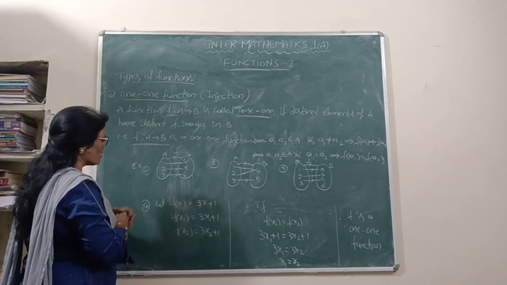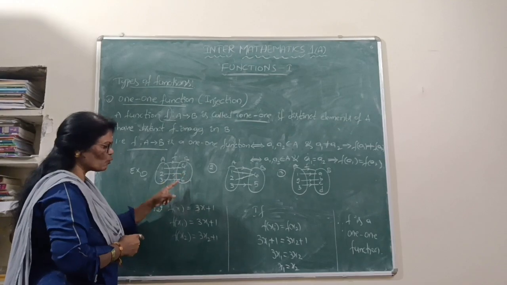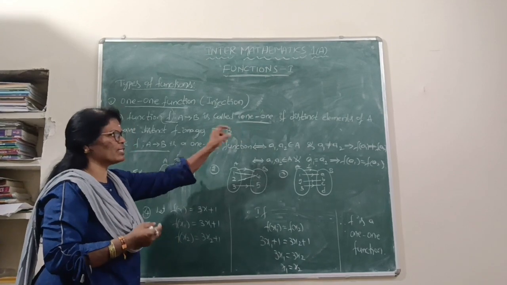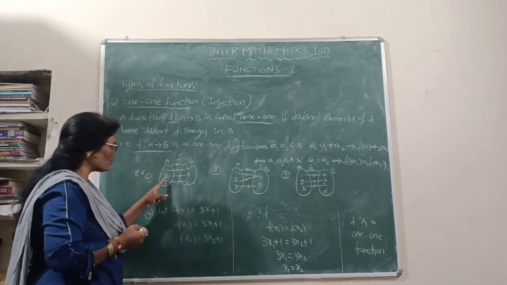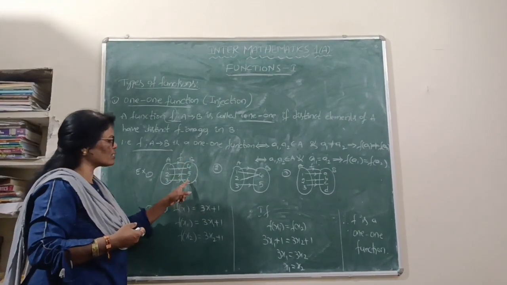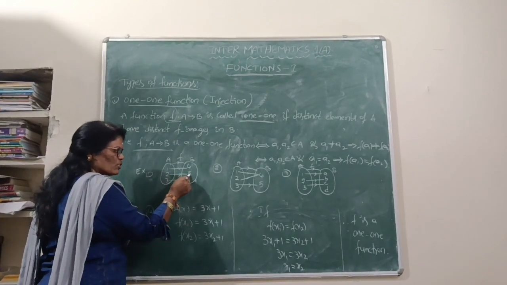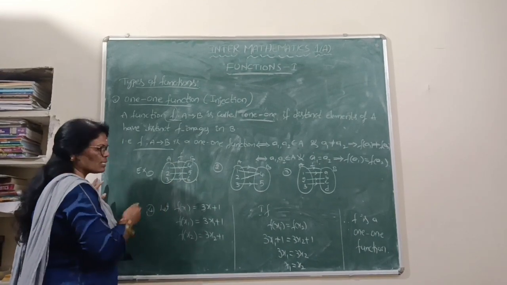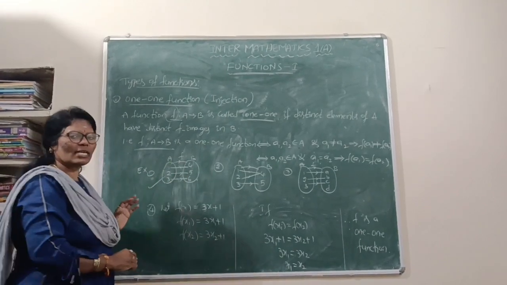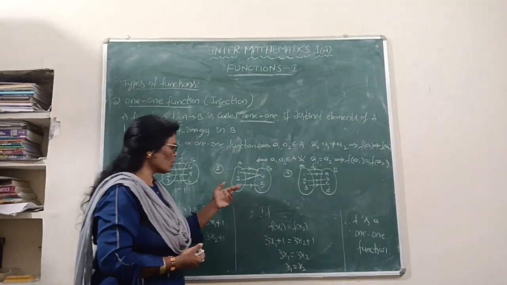By example we'll discuss. Here the first example is A has 1, 2, 3 and B has 4, 5, 6. By the definition of one-to-one, if distinct elements of A have distinct F images in B. So 1 has the image 4, 2 has image 5, 3 has image 6. Distinct elements are there, distinct F images are there. So we can say this is a one-to-one function. And what about this one, ma?